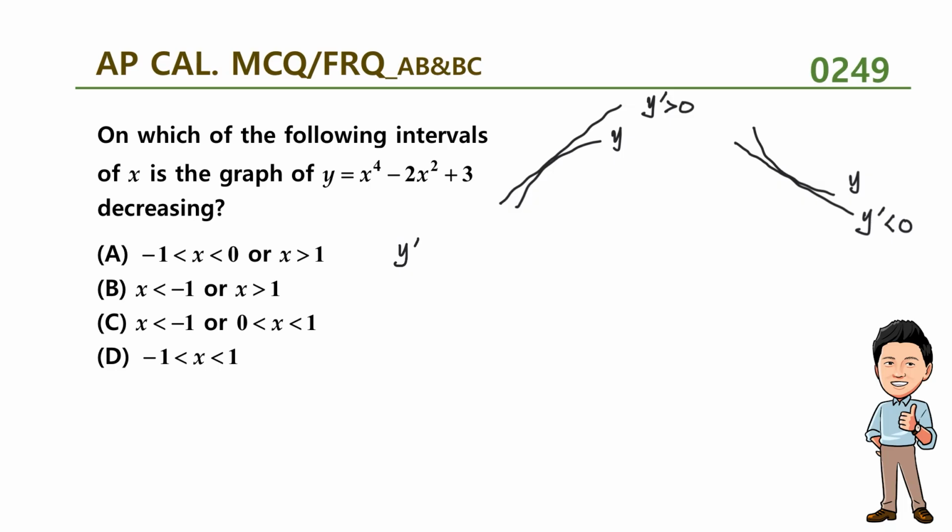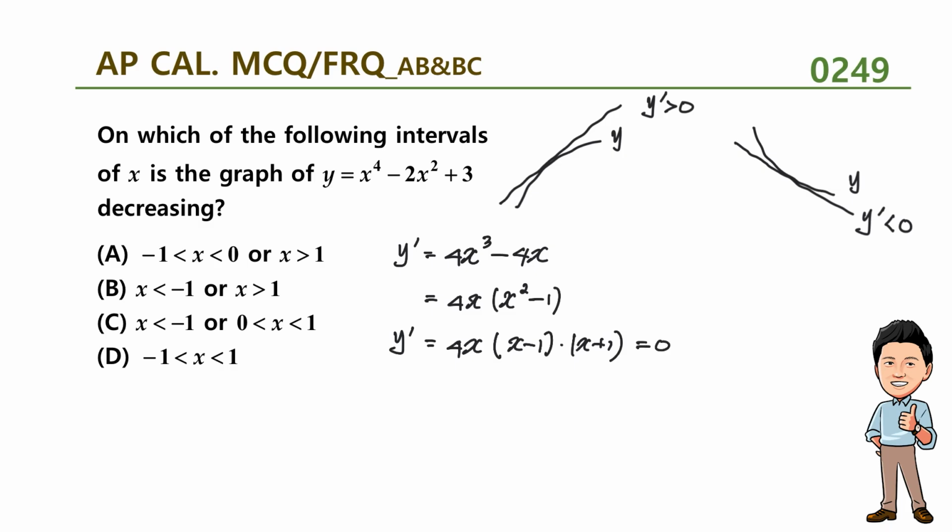So y prime is equal to 4x cubed minus 4x. Let's factor this: 4x times (x squared minus 1), and x squared minus 1 is (x minus 1)(x plus 1). This is our y prime, and we set it equal to 0. So our critical points are x equals 0, 1, and negative 1. We have 3 critical points, and we're going to perform the first derivative test.